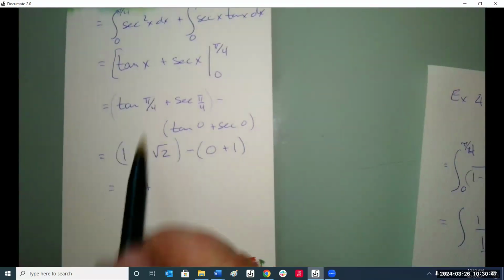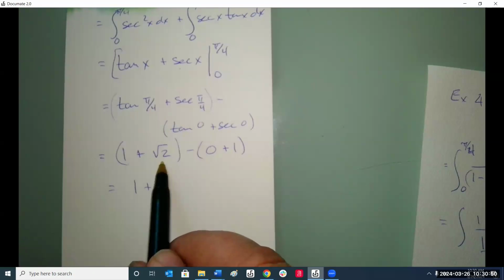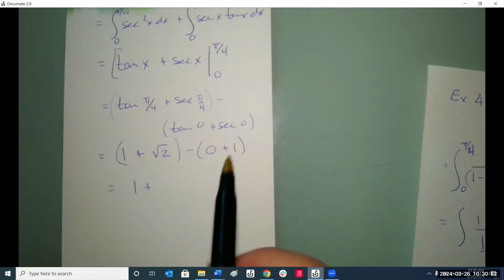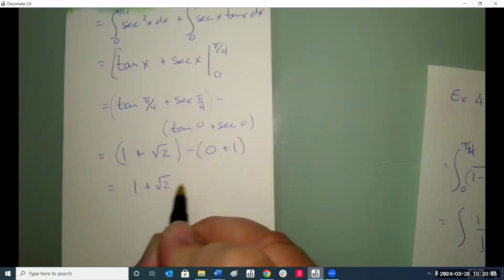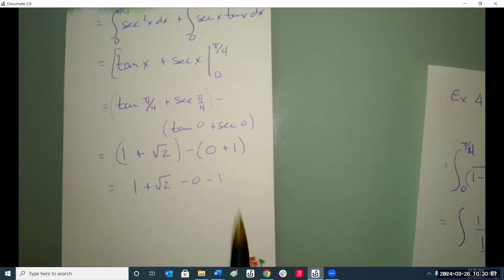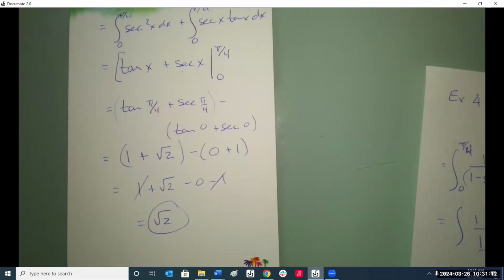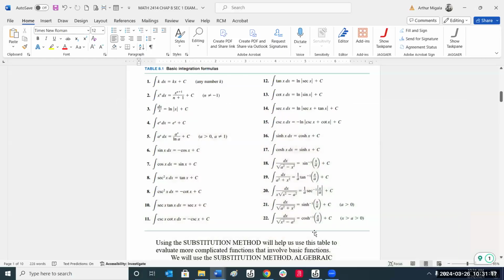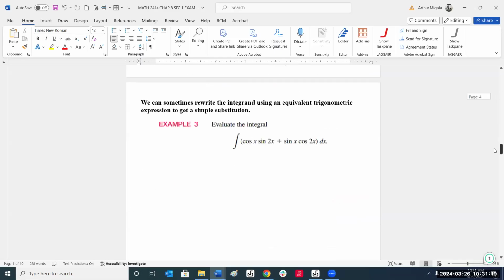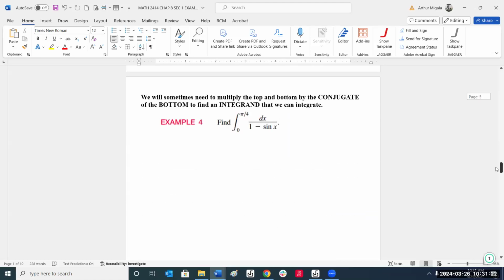So we have tangent pi over 4 is 1. Secant pi over 4 is radical 2. Tangent of 0 is 0. Secant of 0 is 1. So we have 1 plus radical 2 minus 0 minus 1. The 1's cancel. So our answer is radical 2. Okay. So again, all we're doing is a lot of trig and algebra rules. That was example 4, I believe.